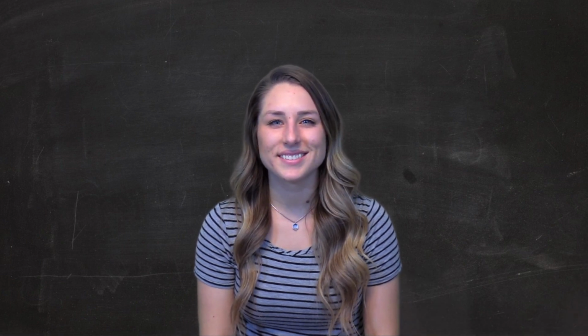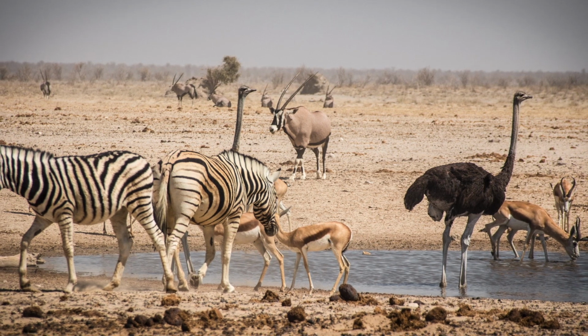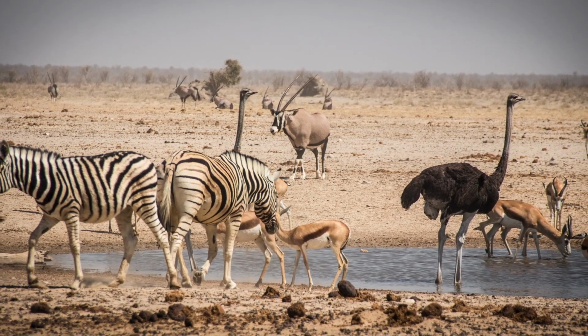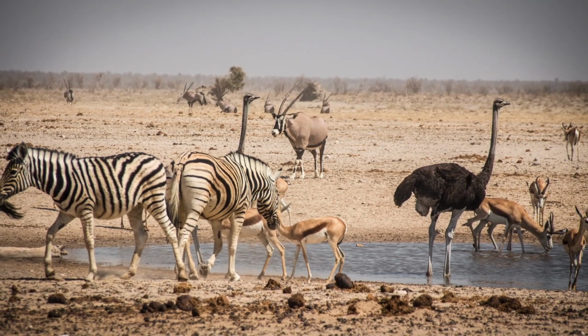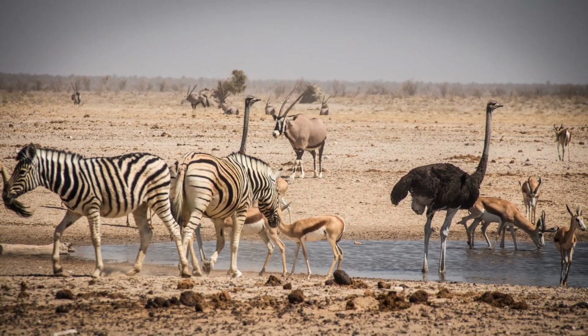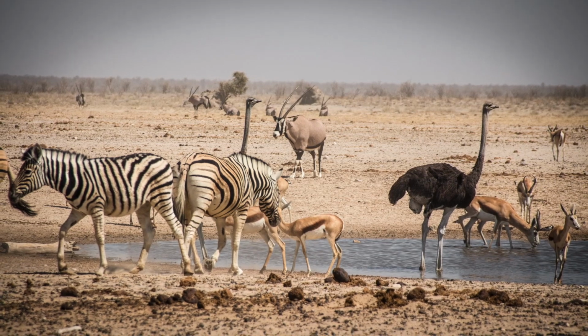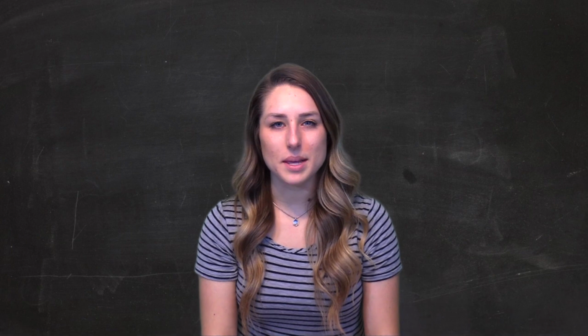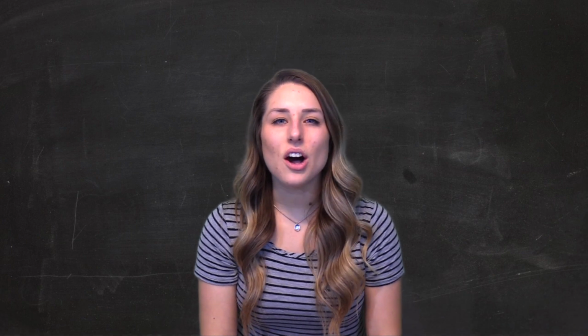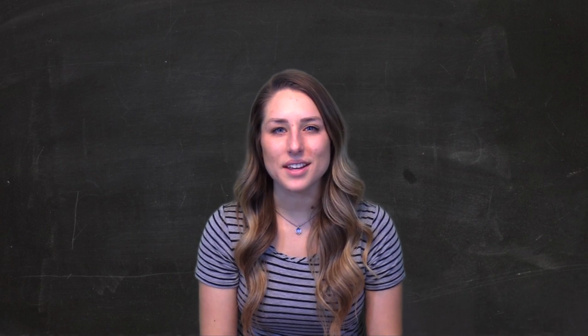Let's get started. Check out this watering hole. What do you see? I see a zebra, an ostrich, and an antelope. These are just some of the animals living in this habitat. Did you know that all of these animals have something in common? They all have basic needs to survive.